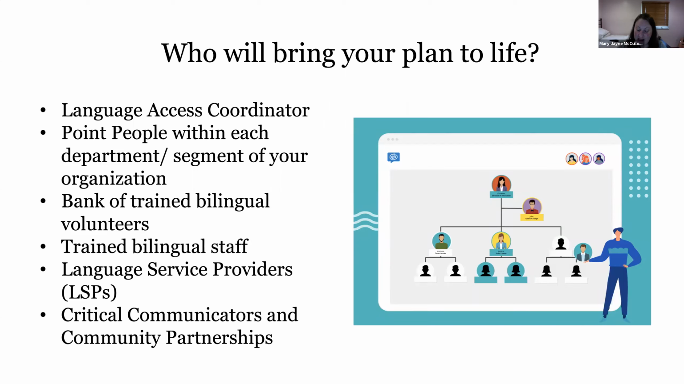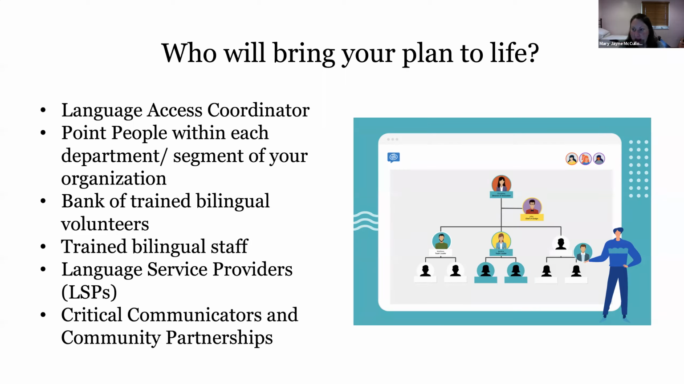So point people within each department or segment of your organization are going to be crucial also. These are individuals within different departments or other areas of governance who are given specific responsibilities with regard to implementing that plan. Or if it's not possible for you to directly assign or require those responsibilities, there are people who can be given training in the best practices of language access, and they can be asked to act as leaders within their respective departments.